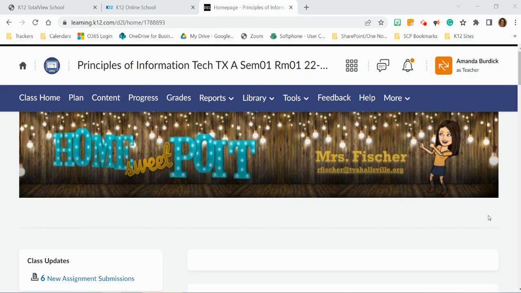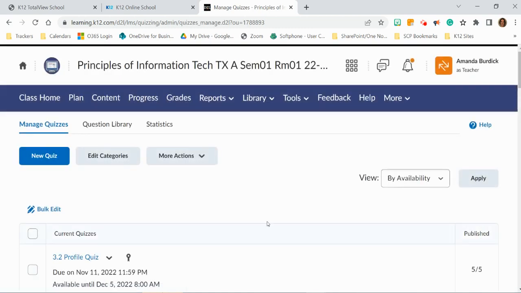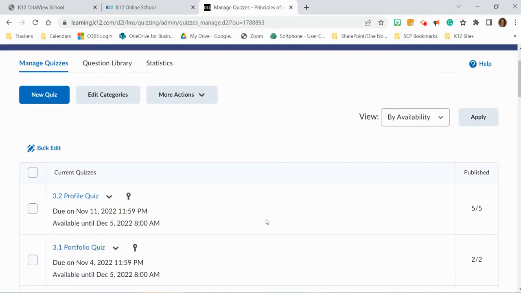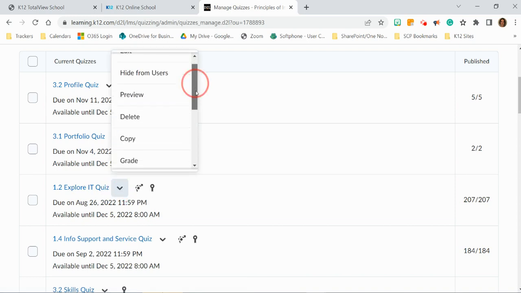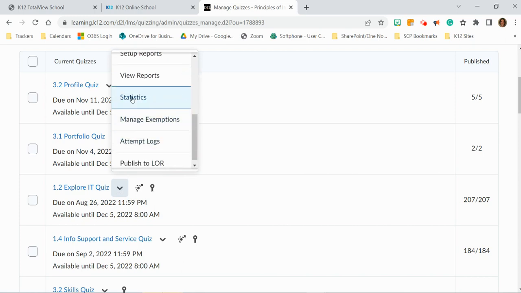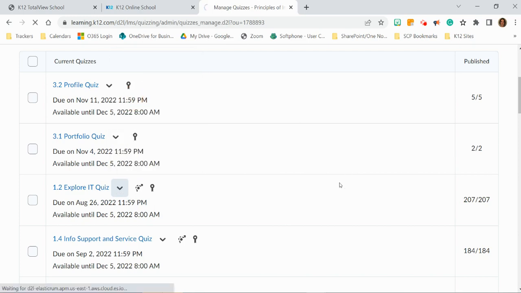The first thing that we're going to do is this quiz is located under Tools and Manage Quizzes. So I'm going to go ahead and jump over there. So Tools and Manage Quizzes. And then for the purpose of this demonstration, I'm actually going to select a quiz that has quite a few responses here. So I'm going to click on this 1.2 Explore IT quiz. I'm going to select the arrow to the right of the title, and I am looking for the word statistics. So I'm going to scroll down and I'm going to click on statistics.